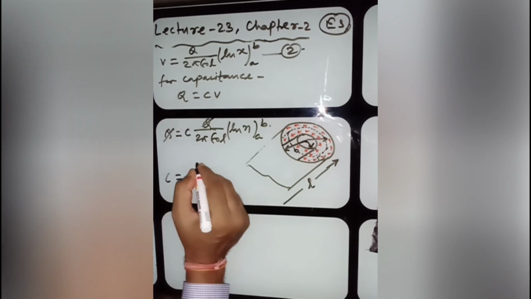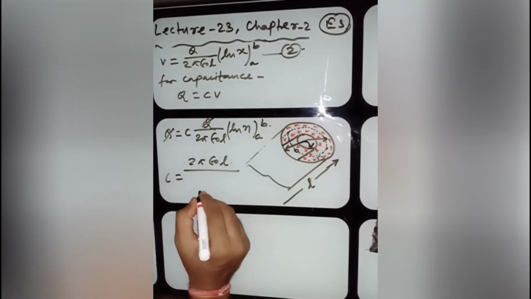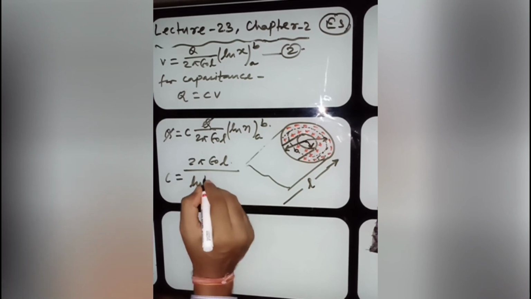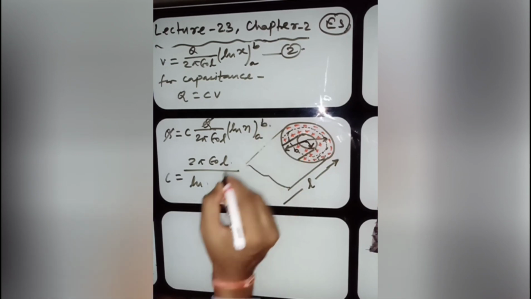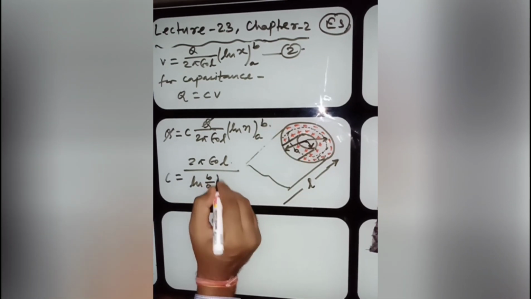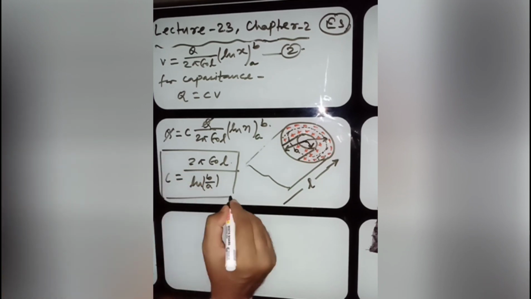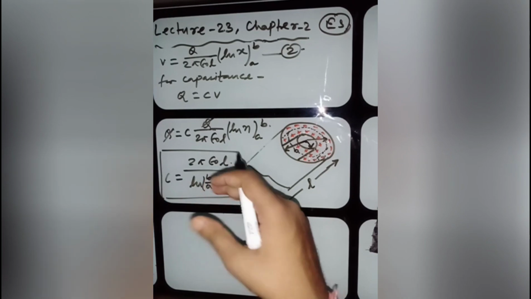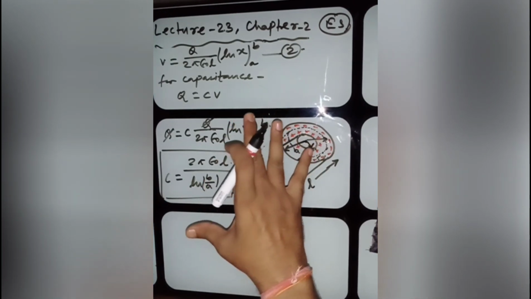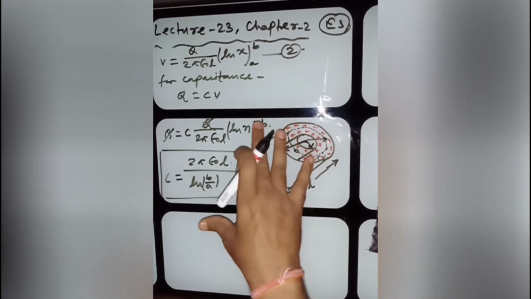It will be 2 pi epsilon naught L divided by ln B by A, where x goes from A to B. And this is the capacitance of the cylindrical capacitor. I hope, students, you understand very well how to find the capacitance of this cylindrical capacitor.